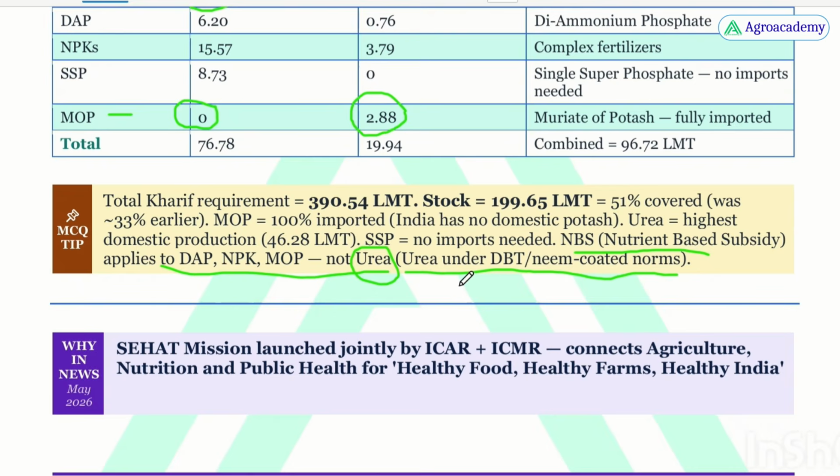And in case of nutrient based subsidy, what happens is some percent of subsidy is fixed, and if the fertilizer producing company increases the cost of production, then the farmer has to bear the cost of production, and farmers have to pay more amount to purchase those products. The nutrient based subsidy applies in case of DAP, diammonium phosphate, NPK fertilizers, and MOP. But urea comes under the controlled subsidy scheme. I hope you have understood the concept.